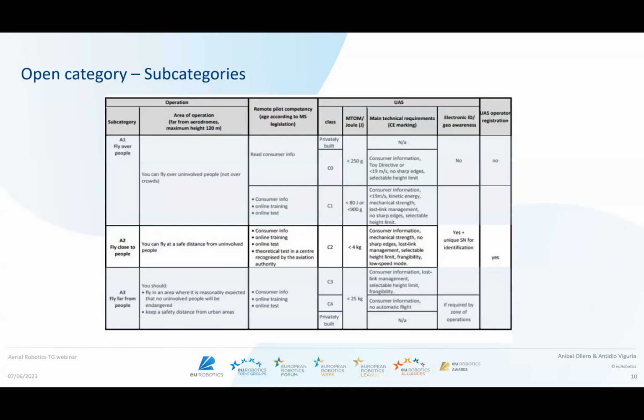Then in this open category, there are three main subcategories. Depending on whether you are flying over people, close to people, as you can see here, or far from people, there are some restrictions. If you are flying over people, the maximum takeoff weight is 900 grams. So it's not the 25 kilos that we mentioned before, only 900 grams. If you fly close to people, no more than 4 kilos. And if you fly far away from people, then you can go up to 25 kilograms. Then you also have to fulfill a number of requirements related to training, electronic ID, and so on, and registering as well.